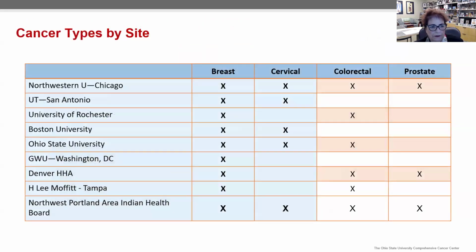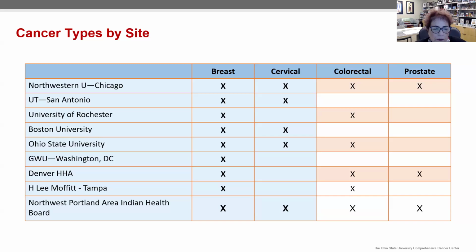I wanted to show you the different sites that participated. So we had Northwestern in Chicago, University of Texas, San Antonio, University of Rochester in New York State, Boston University, Massachusetts, Ohio State University here, George Washington University in DC, Denver in Denver, Colorado, Moffitt Cancer Center in Tampa, and the Northwest Portland Area Indian Health Board in Portland, Oregon.